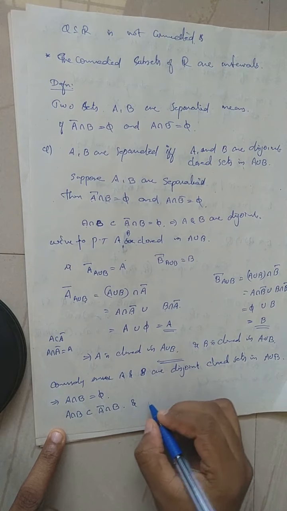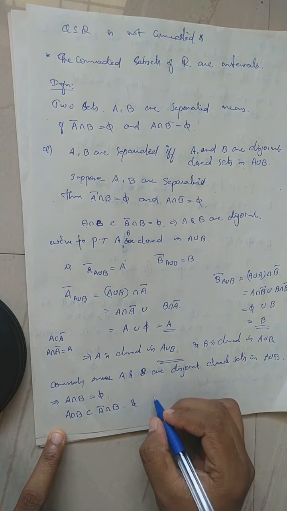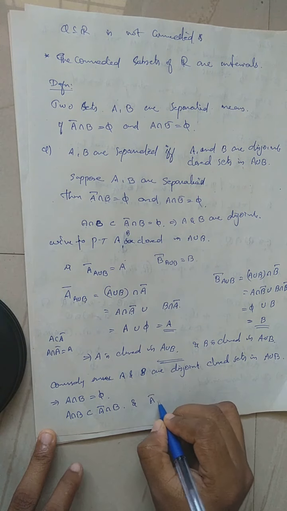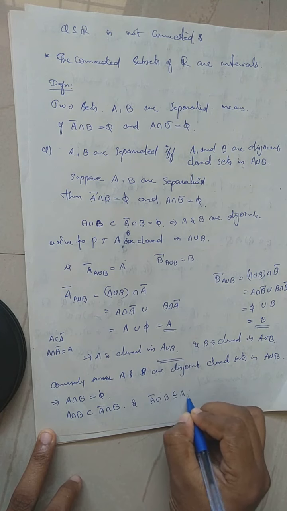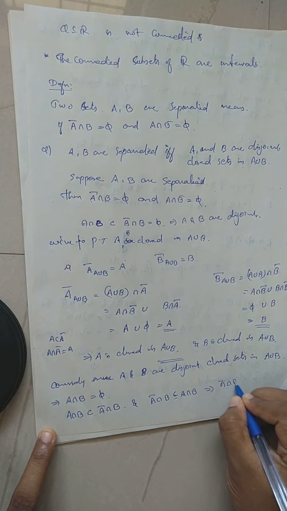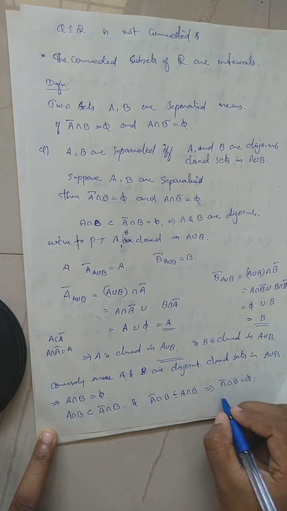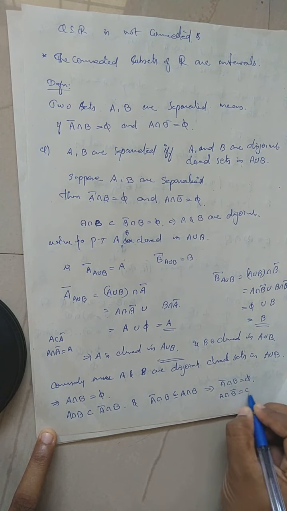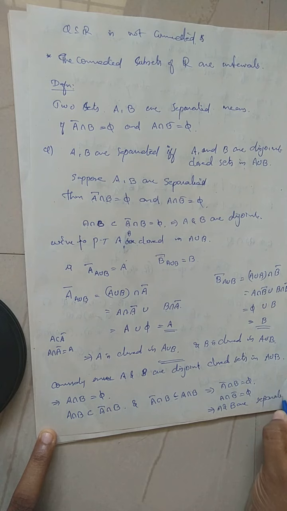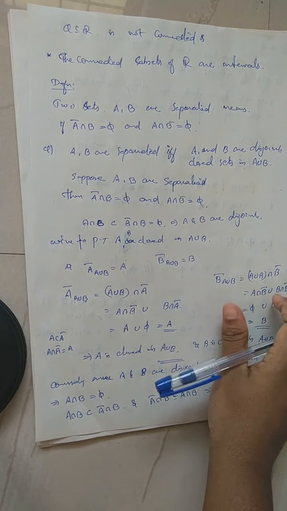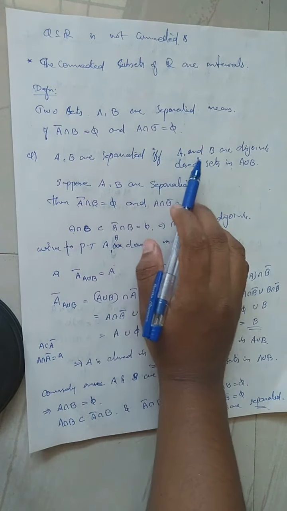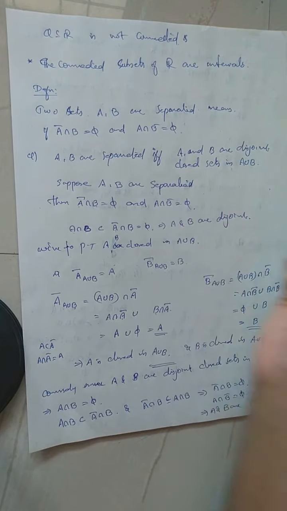And since A is closed in A union B, I can write A closure intersection B is contained in A intersection B. Since that is the empty set, A closure intersection B will be empty. Similarly, I can prove that A intersection B closure is also empty. Therefore, A and B are separated. So two sets A and B are separated if and only if A and B are disjoint closed sets in A union B.